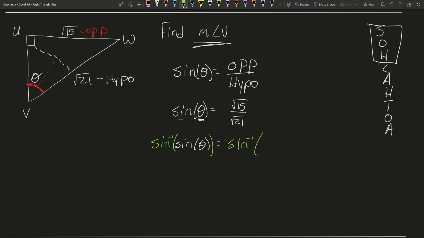Because what you do to one side, you have to do to the other. So what that does on the left-hand side is it just leaves us with theta, right? Those signs cancel out because sine inverse and sine undo one another. And then on the right-hand side, we still have sine inverse of root 15 divided by root 21.